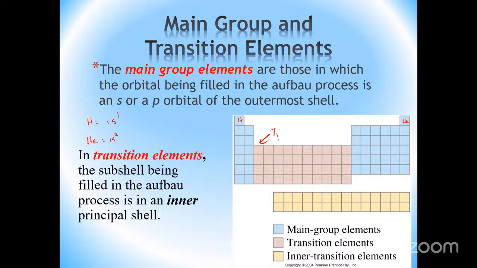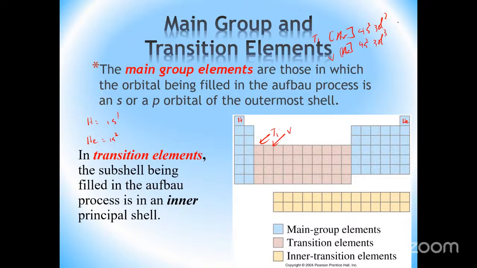Now, in the case of a transition element, you have titanium here, and the next element is vanadium. If I remember correctly, the abbreviated electronic configuration for titanium would be argon, 4s2, and 3d2. And the next element, vanadium, has the configuration argon, 4s2 and 3d3.